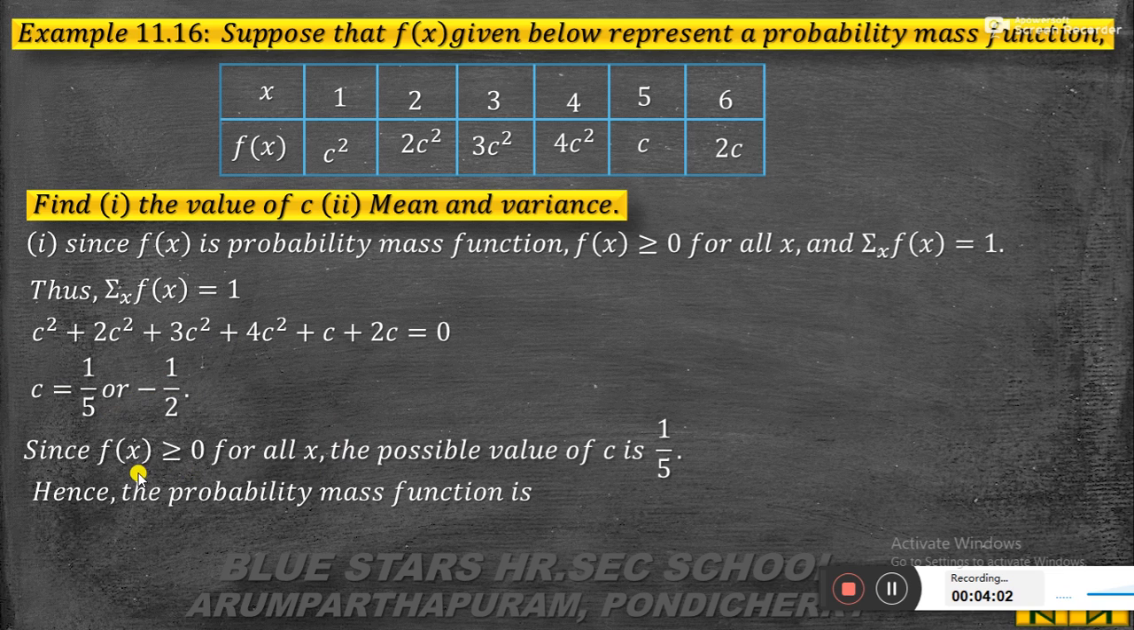Here I consider f of x greater than or equal to 0, so I take the positive value c equal to 1 by 5. Therefore I substitute in the above function: 1 by 25, 2 by 25, 3 by 25, 4 by 25, 1 by 5, 2 by 5. This is the answer for the probability mass function. The value is c equal to 1 by 5. We consider only positive values; negative values are omitted. So c equal to 1 by 5, I substitute in the above probability mass function.